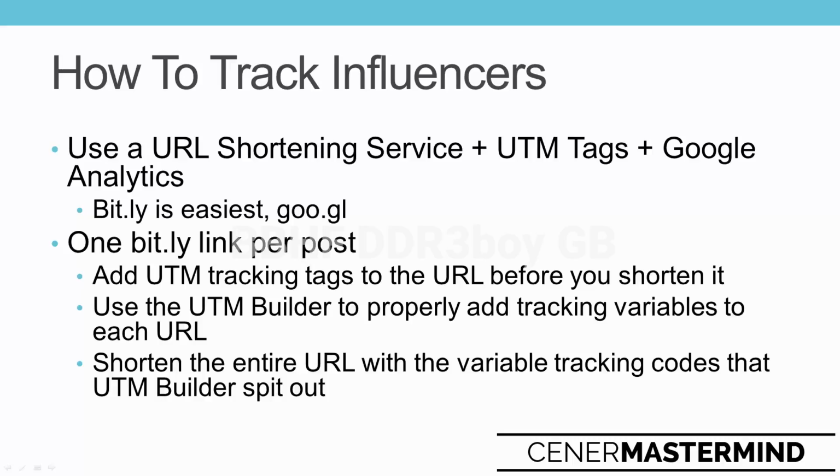Now you want to make sure that you shorten the entire URL with the variable tracking codes added on before. Okay. You can't add these variable tracking codes to a shortened link, like for example Bitly or Google. You need to shorten everything at the beginning. But you're going to have one Bitly link per post, and that's going to allow you to track what's working, right?